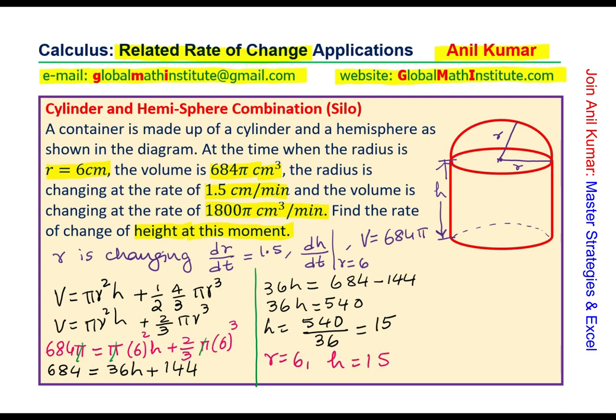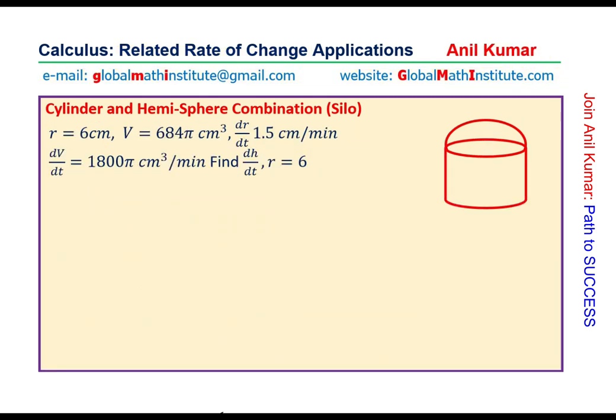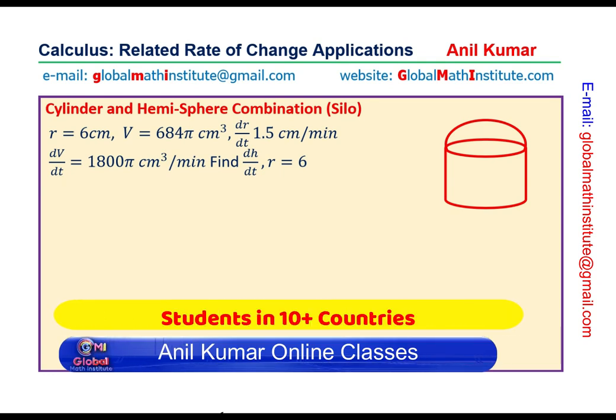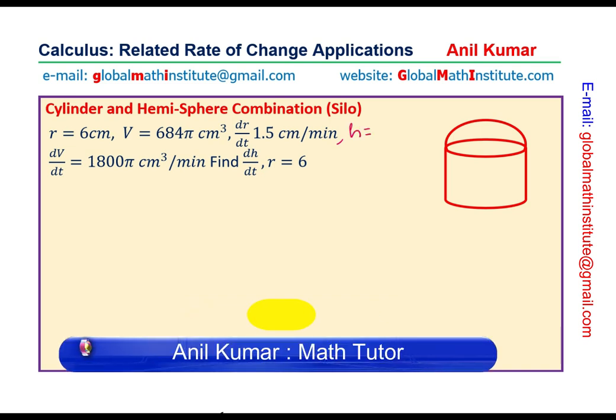Very important. We got that. Now we'll move further. Find the derivative with respect to time and then also find the rate of change of height. Perfect. I hope it is absolutely clear up to this point. Okay, so height of 15. So here what I've done is I've written everything which is given to us. Radius is 6 centimeters, volume 684 pi centimeter cube, dr/dt 1.5 centimeters per minute, and we also found height as 15 centimeters.